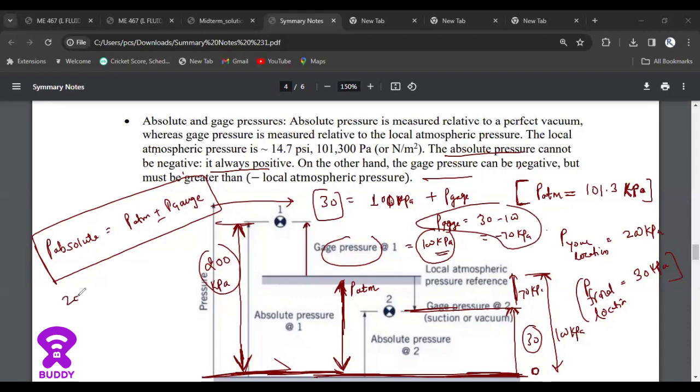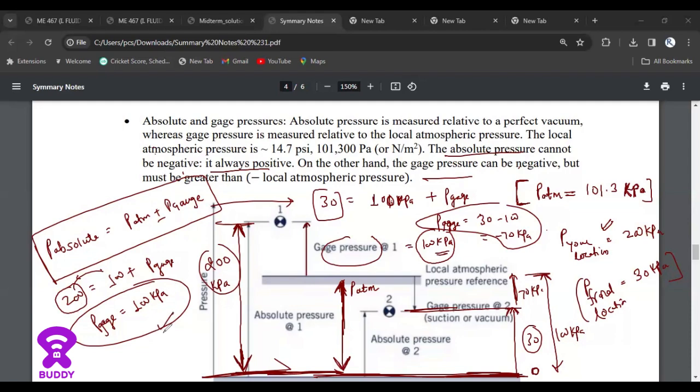In your location, what is the absolute pressure? 200. What is the atmospheric pressure? 100. What is the gauge pressure? 100, right? The absolute cannot be negative, so the absolute is 200 kilopascal at your location. By the equation it is 200 minus 100, and if we take this to the left-hand side, it is positive only. So what I want to say is, gauge pressure can be positive or negative, but absolute pressure should always be positive.